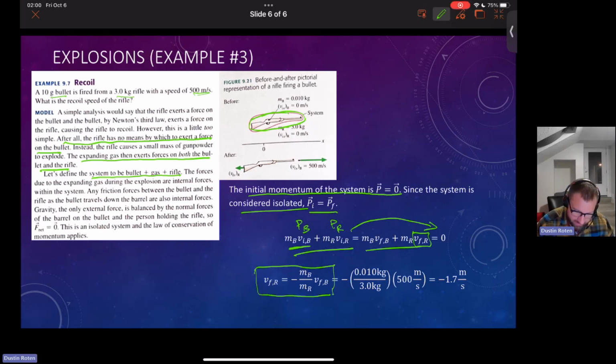Once we get that, we can plug in the values that we know: the mass of the bullet, the mass of the rifle, and the speed of the bullet as it leaves. It turns out we get a velocity of negative 1.7 meters per second. This is for the velocity of the rifle. Again, we need to check: does it make sense? Well, let's look at our picture. We've got the positive x direction in the direction of the bullet. The rifle has to go in the opposite direction, the negative x. So it looks like we're good to go. That checks out.